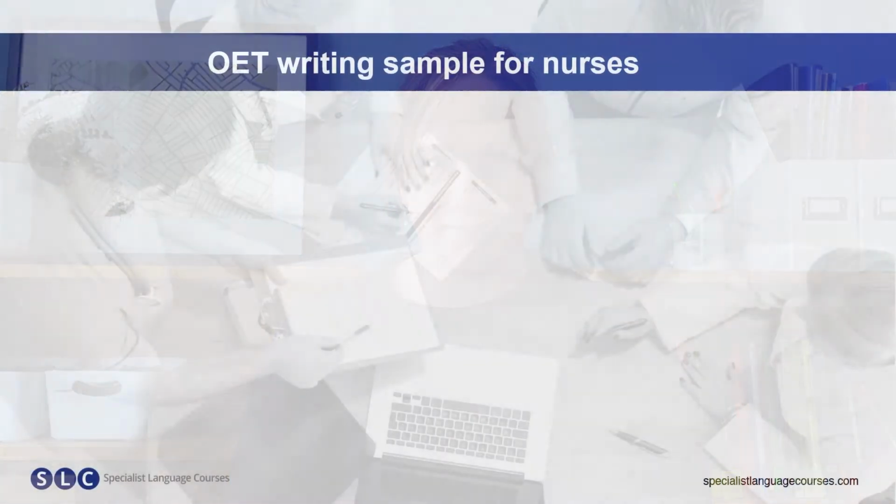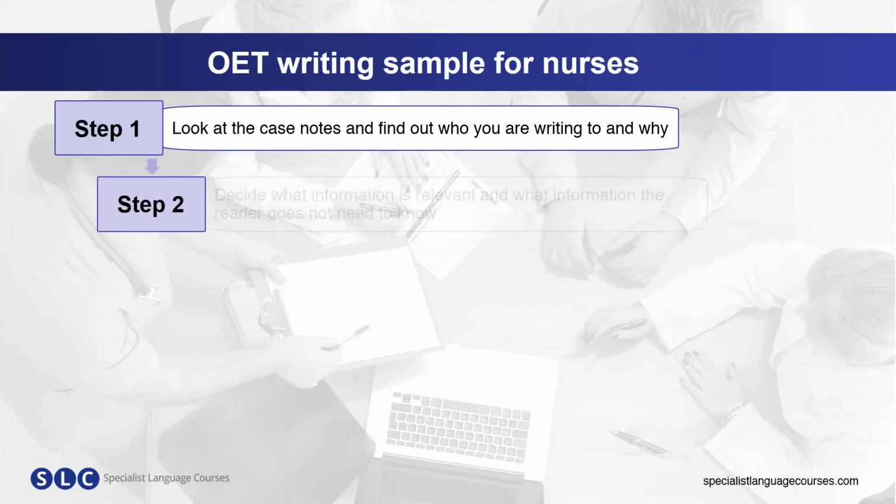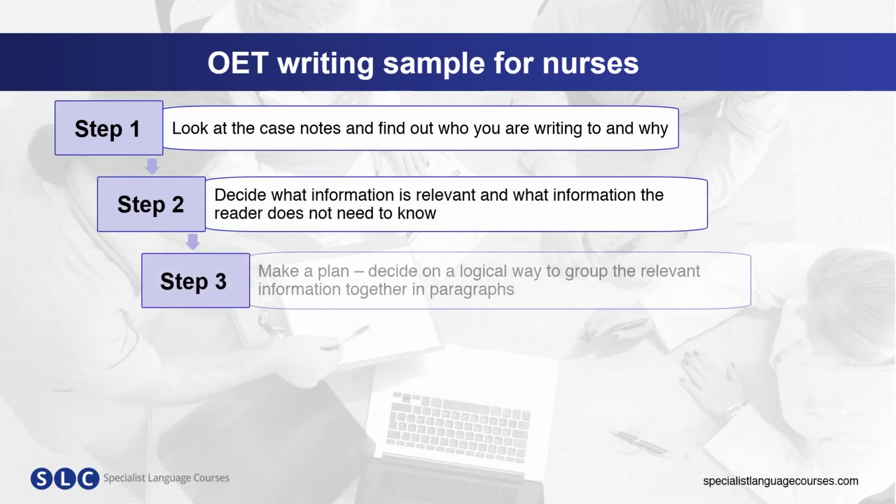Now we've looked at what to expect, let's look at how to approach the OET writing with this step-by-step guide. Step 1. Look at the case notes and find out who you are writing to and why. This is essential because it will help you select the relevant information needed for the reader. Step 2. Decide what information is relevant and what information the reader does not need to know. Step 3. Make a plan.